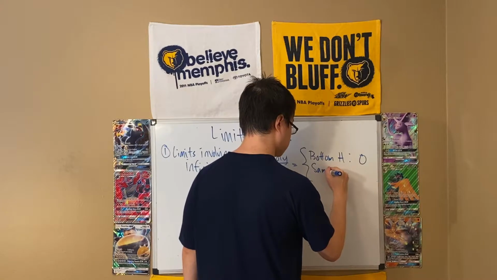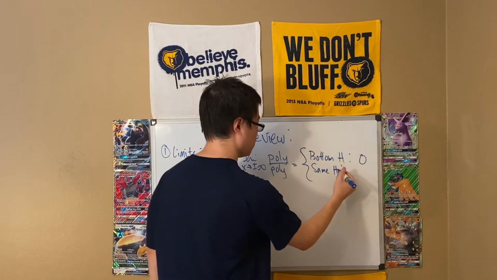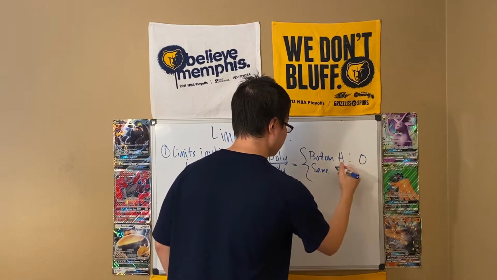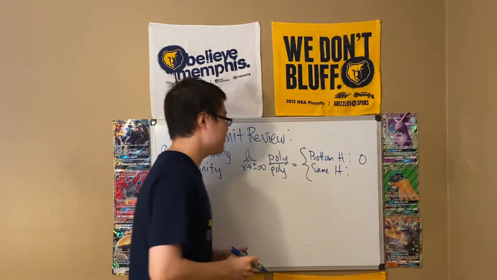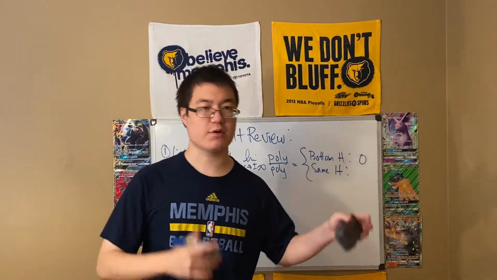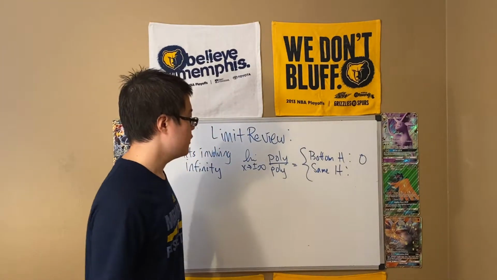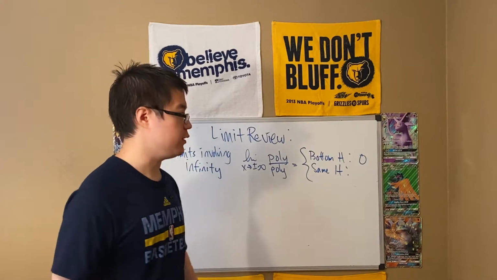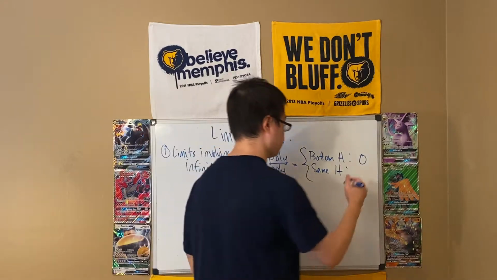Then you can have same heavy questions. That's when the leading exponents are the same, like you have a quadratic over a quadratic or a cubic over a cubic, something like that. For those answers, you look at the ratio of the leading coefficients of the numerator and the denominator. So this is a ratio.